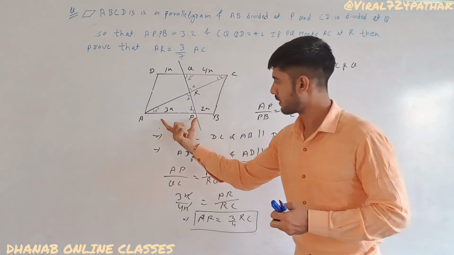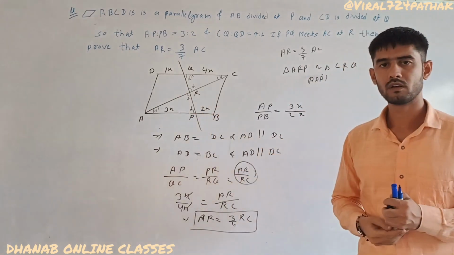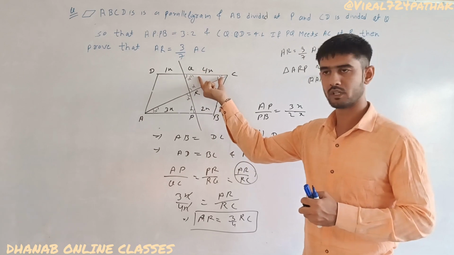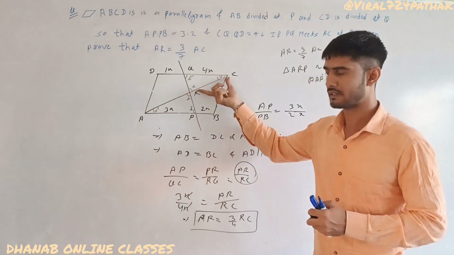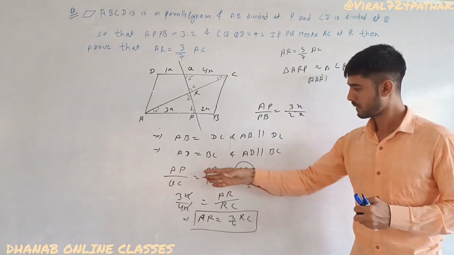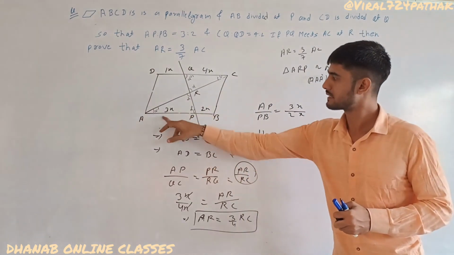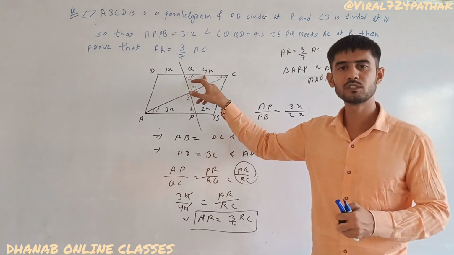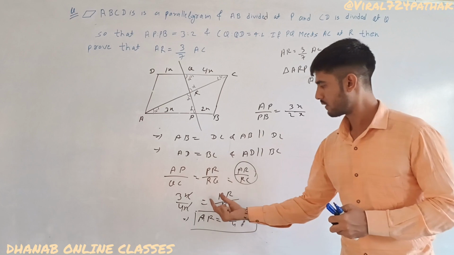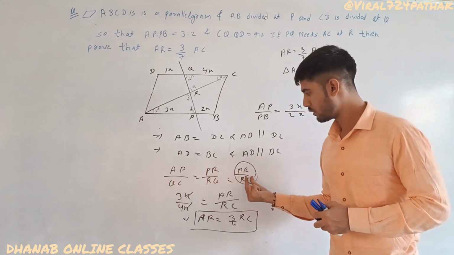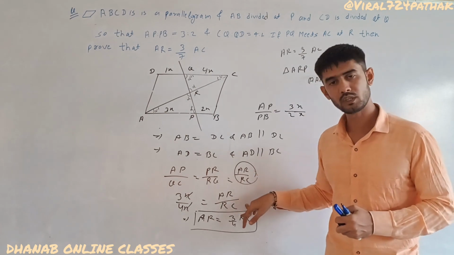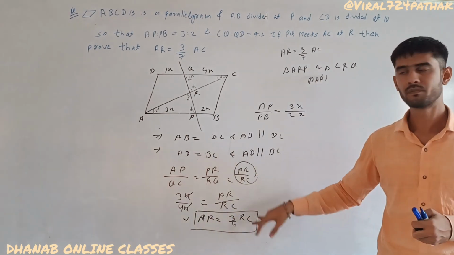Now write both of them in ratio format as AP upon QC equals AR upon RC equals RP upon RQ. We have written them in ratio format. Now this length is given as 3x, this length is given as 4x. The x will be cancelled out, and we need only this part and this part. Put them in, and we get our required solution.